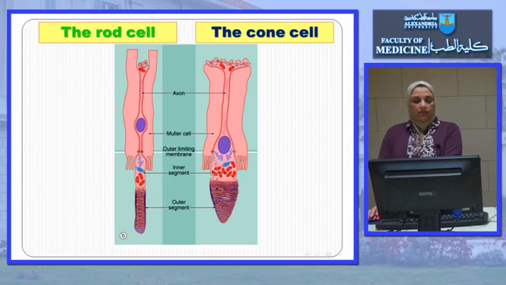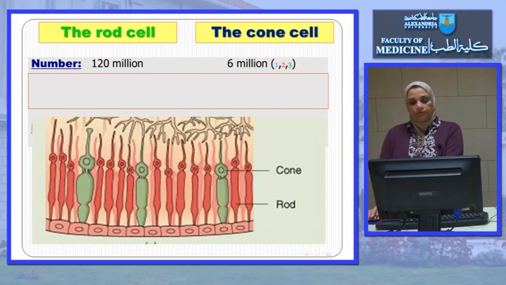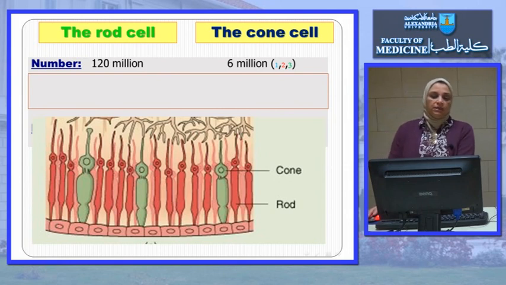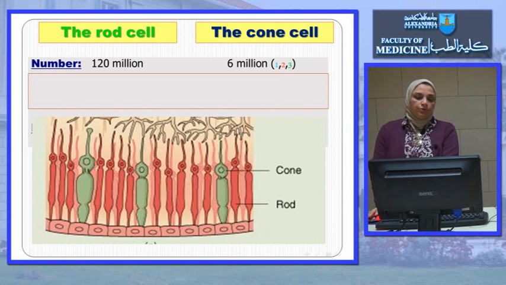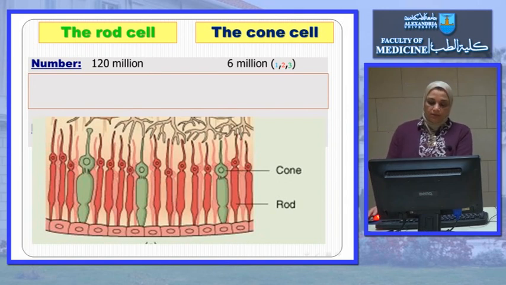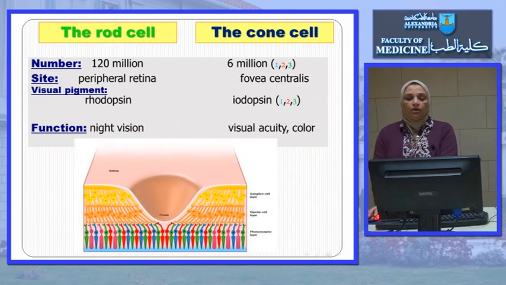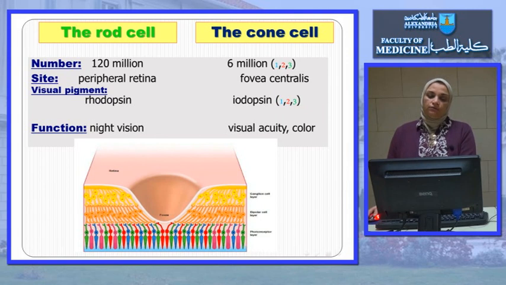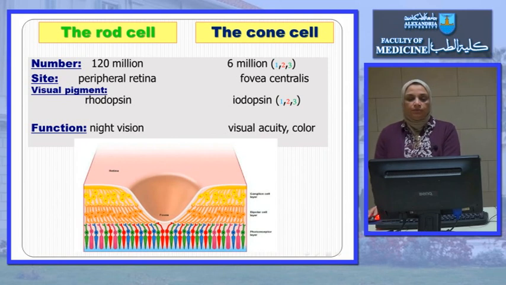Again, these are the rods and cones, cone with triangular outer segment, and we have here the nuclei. Differences between rods and cones: many differences. The rod cells are much more numerous, while there are about 6 million cone cells. Rod cells are responsible for night vision, while cone cells are responsible for acuity of vision and color vision. Rods contain the visual pigment rhodopsin, and cones contain the visual pigment iodopsin.